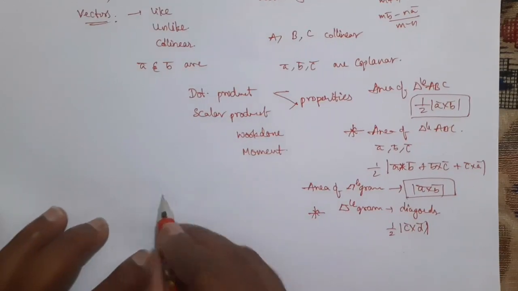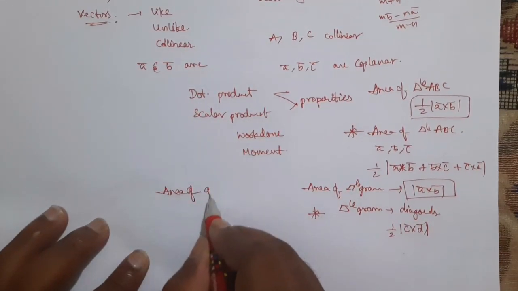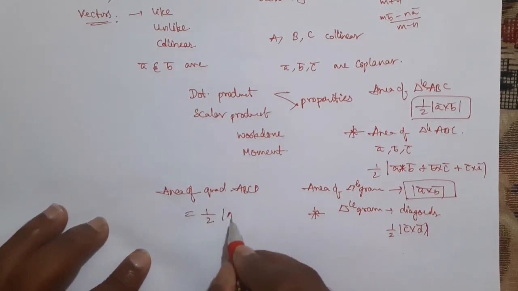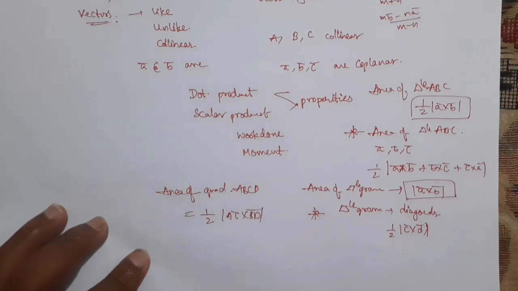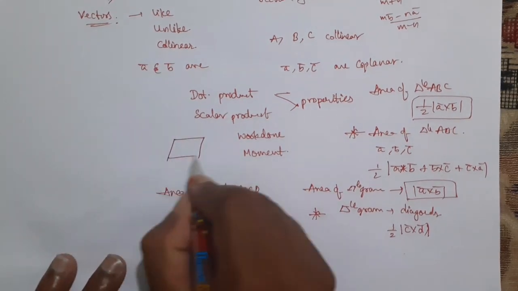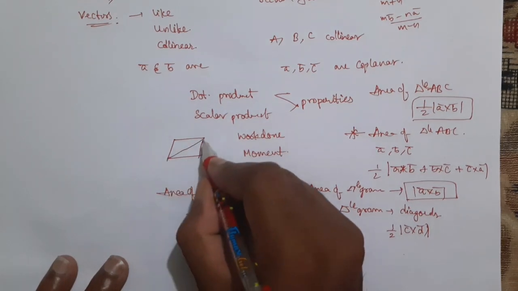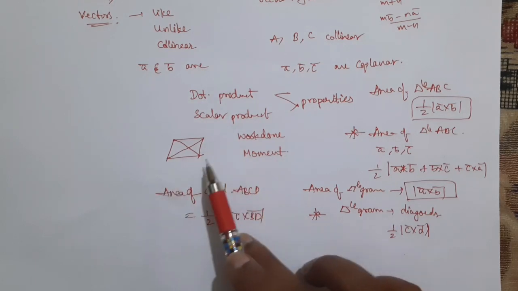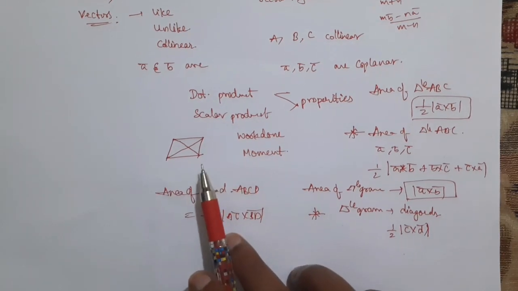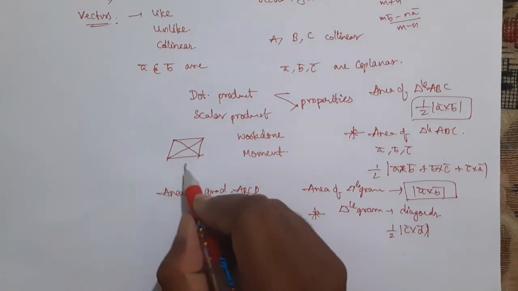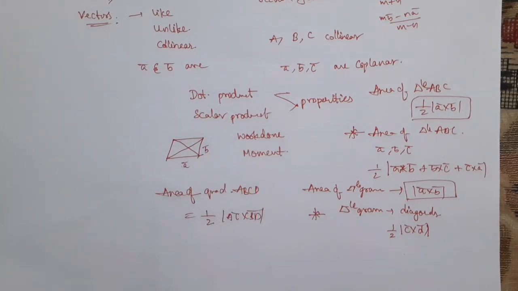And again we have the area of quadrilateral ABCD, and that formula is half of the modulus of AC bar cross BD bar. And then if A bar and B bar are adjacent sides of a parallelogram, sometimes they will ask for the diagonals also. One diagonal will be the modulus of A bar plus B bar, and the other diagonal will be A bar minus B bar. Those types of formulas I have mentioned in the description.